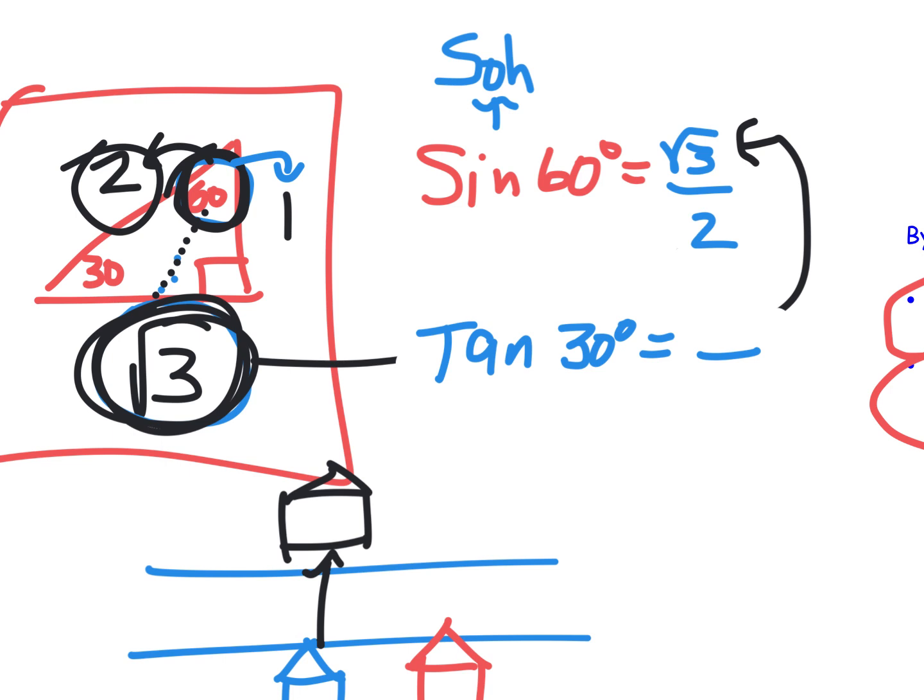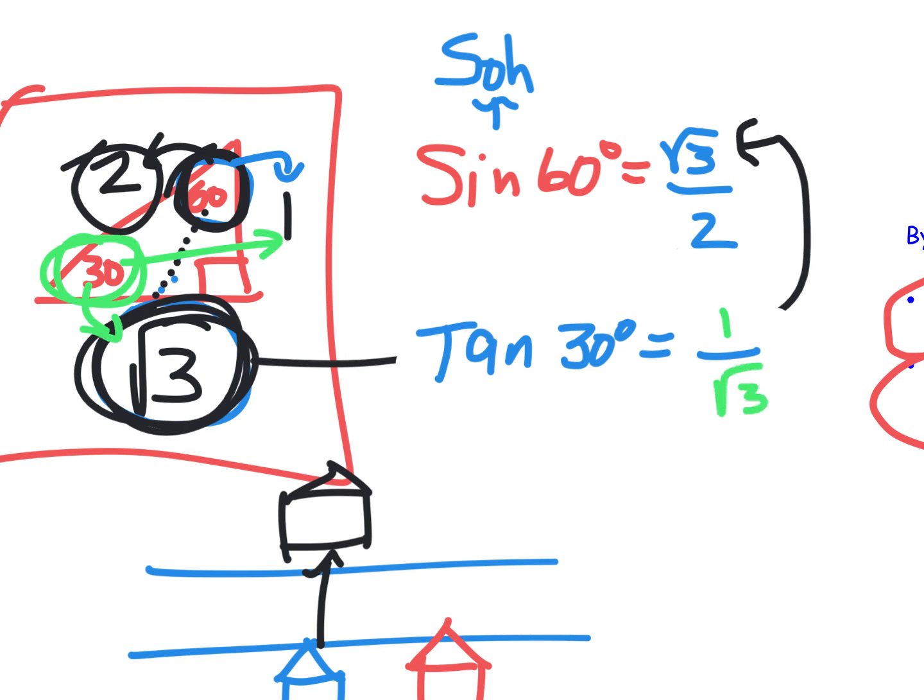Tangent, total, opposite over adjacent. So from the 30's perspective, right here, opposite is 1, over adjacent. Adjacent is this one. The other one's adjacent, kind of, but it's the hypotenuse. So you can't use the 2, that would be the hypotenuse. 1 over the square root of 3.